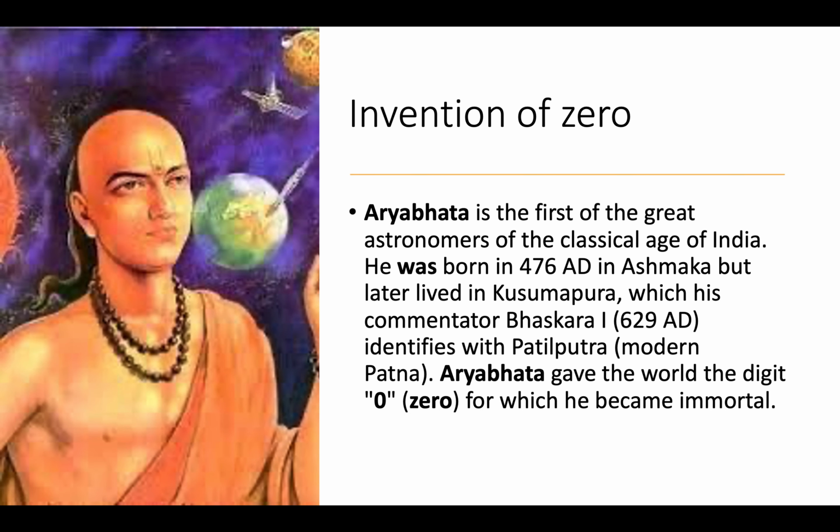Then comes our next topic, which is the invention of zero. Aryabhata is the first of the great astronomers of the classical age of India. He was born in 476 AD in Ashmaka but later lived in Kusumapura, which his commentator Bhaskara (629 AD) identifies with Pataliputra, modern Patna. Aryabhata gave the world the digit zero, for which he became immortal. On the left hand side, I have added the image of Aryabhata.